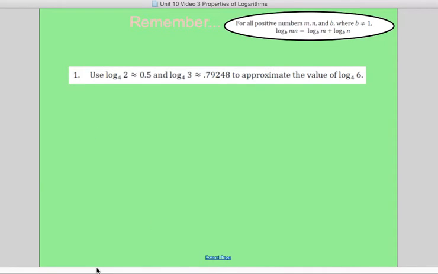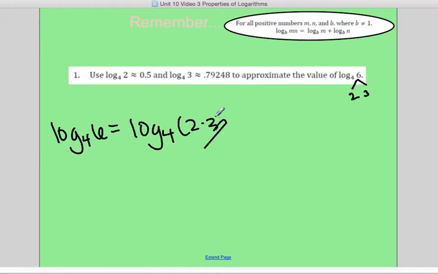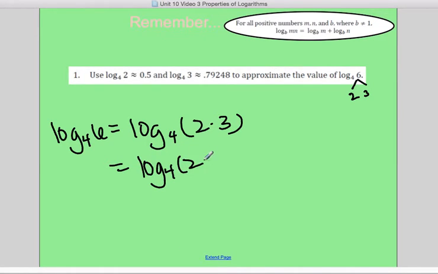So example 1 says use log base 4 of 2, which is approximately 0.5, and log base 4 of 3, which is approximately 0.79248, to approximate the value of log base 4 of 6. So the first thing that I would do is just break this apart. 6 is really 2 times 3. So we have log base 4 of 6 is really equal to log base 4 of 2 times 3. And using our properties, I have multiplication, so I can rewrite it with addition. So it's really log base 4 of 2 plus log base 4 of 3.